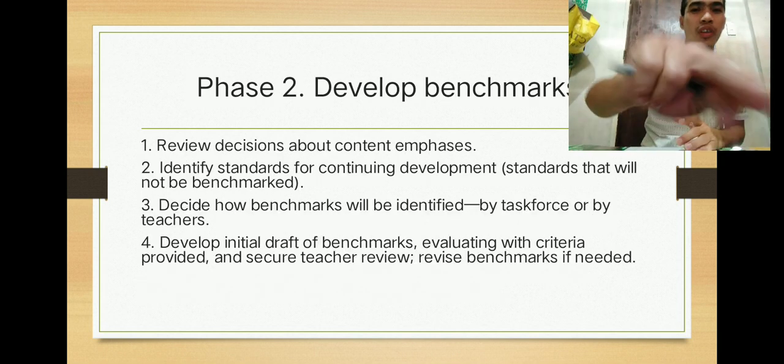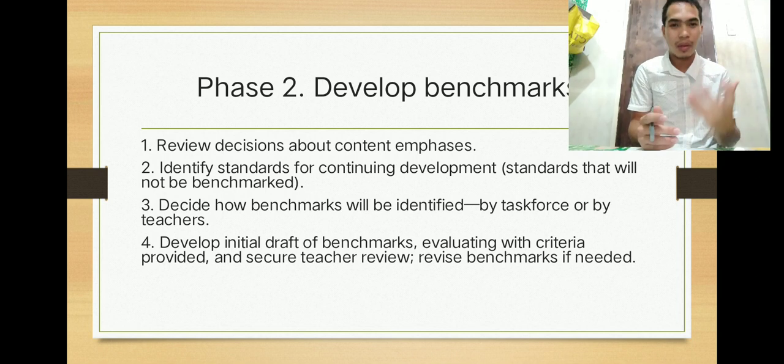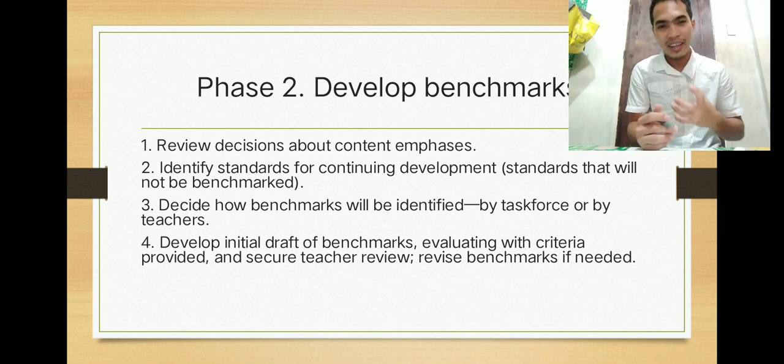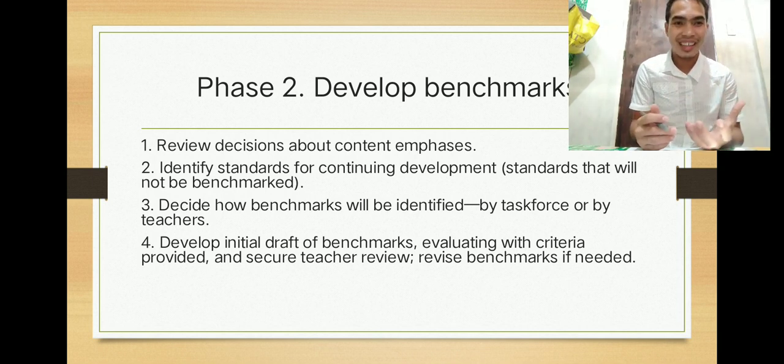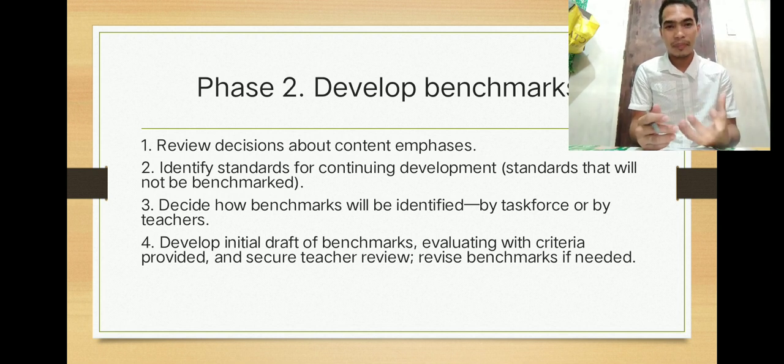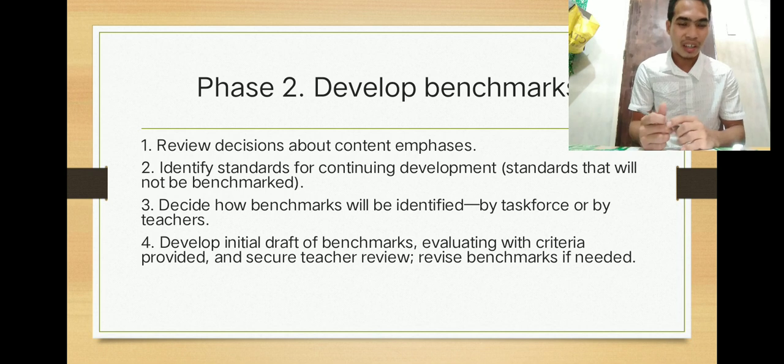So let's move on to phase 2. Develop benchmark. Review decisions about content emphasis. So as a teacher, we need to review all the materials that we put in our discussion. Identify standards for continuing development and standards that will not be benchmarked. Decide how benchmarks will be identified, by task or by teachers. Develop an essential draft of benchmarks, evaluating which criteria are provided, and secure teacher review and revise benchmarks if needed.